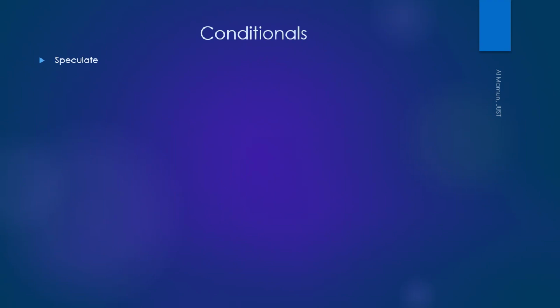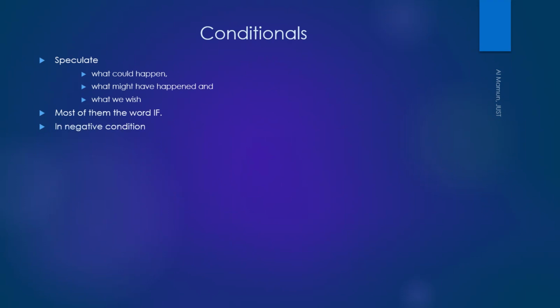Conditionals speculate what could happen, what might have happened, and what we wish to have happened. Most of the conditionals use the word if, that is they are if plus a clause. In negative conditional sentences, we can use unless instead of if plus not. In instructions, in lieu of if, you can use should.